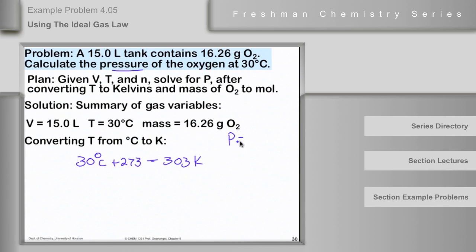So P is going to be nRT over V, and V is already in liters, that's good. T is now in Kelvin, so that's good. The only thing we have left to worry about is n here. n is not mass, it's moles, so we need to do mass to mole conversion next.